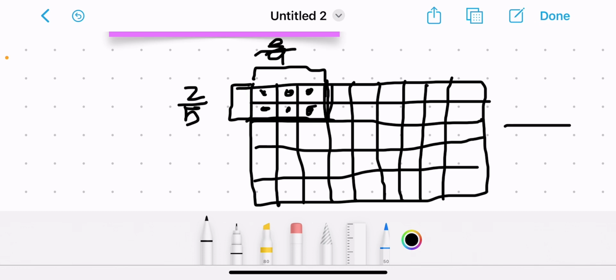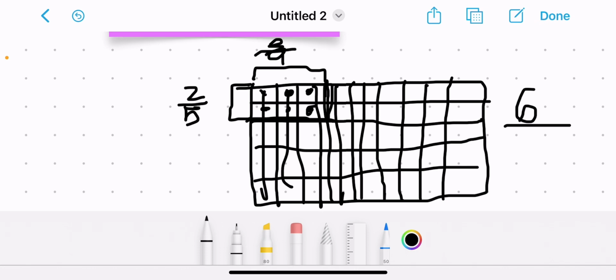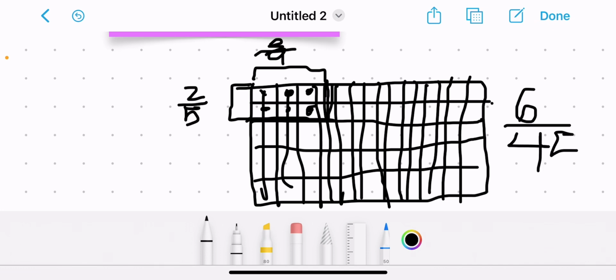For my numerator, I'm going to count the number of shaded squares. So I have 6 shaded squares. The next thing I'm going to do is count my total number of squares. And I can use skip counting for this. So 5, 10, 15, 20, 25, 30, 35, 40, 45. So I have 45 as my denominator.